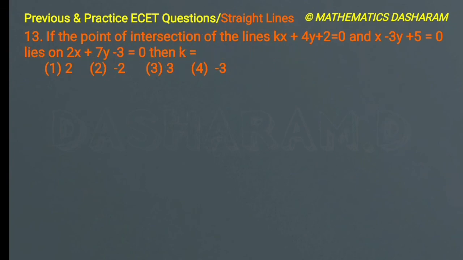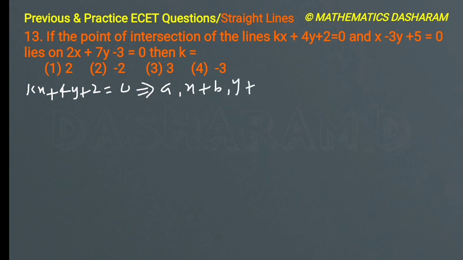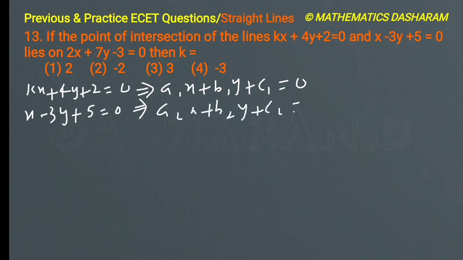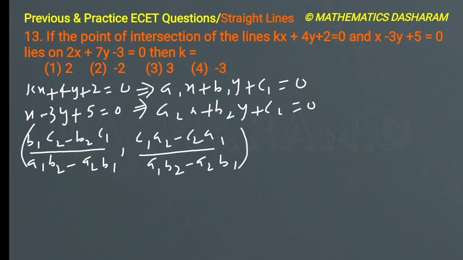Next, 13th question is, if the point of intersection of the lines kx plus 4y plus 2 equals 0 and x minus 3y plus 5 equals 0 lies on 2x plus 7y minus 3 equals 0, then what is the k value? So the first equation, comparing with a1x plus b1y plus c1 equals 0. Next, second equation a2x plus b2y plus c2 equals 0. Let us find the point of intersection of these two lines. So the suitable formula is, so in this substitute the values.